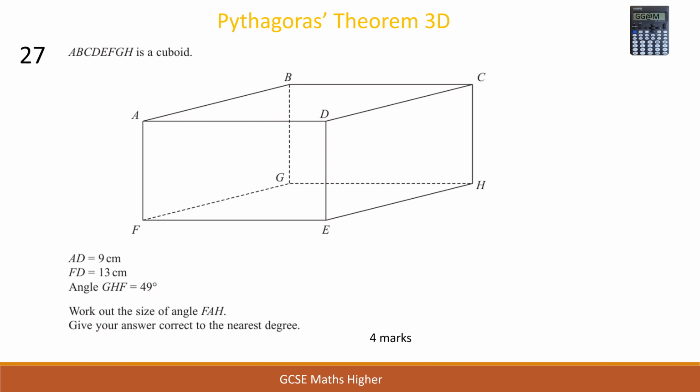So you can see here that you've got a cuboid. You're told for A to D, so you can label this on your diagram, is 9. So the distance from here is 9, label it on your diagram. F to D, from here to here, is also 13, so again label it on your diagram. You're told the angle GHF, so from G to H to F, this angle down the bottom is 49 in there. And you've got to work out the size of the angle F to A to H. So from F to A to H. And you've got to give your answer to the nearest degree.